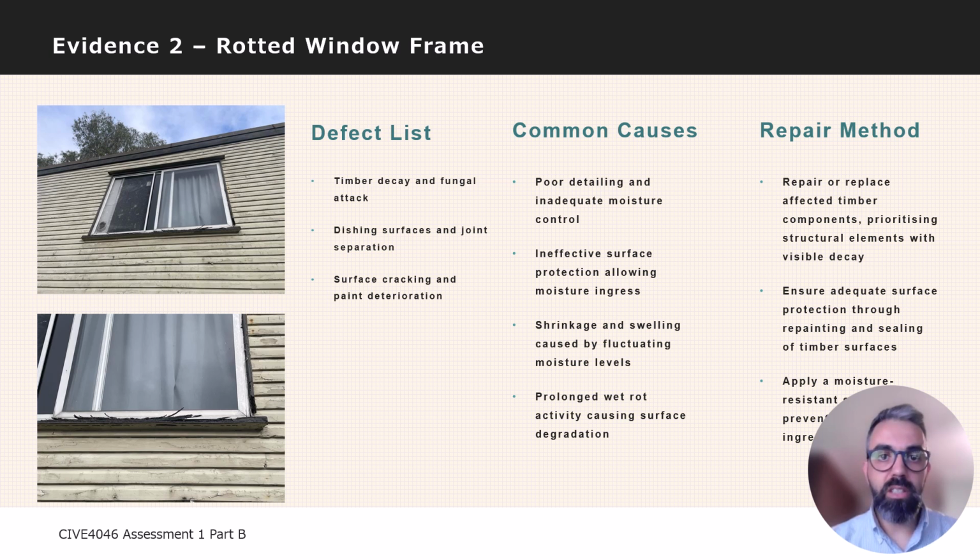The figures illustrate these defects, showing visible dishing surfaces and all the above that I just mentioned, which allow for further moisture ingress. The wet rot was identified by the presence of cracked paint, shrivelling putty, and moisture stains in multiple areas, such as the facades, indicating extensive moisture penetration and subsequent decay.